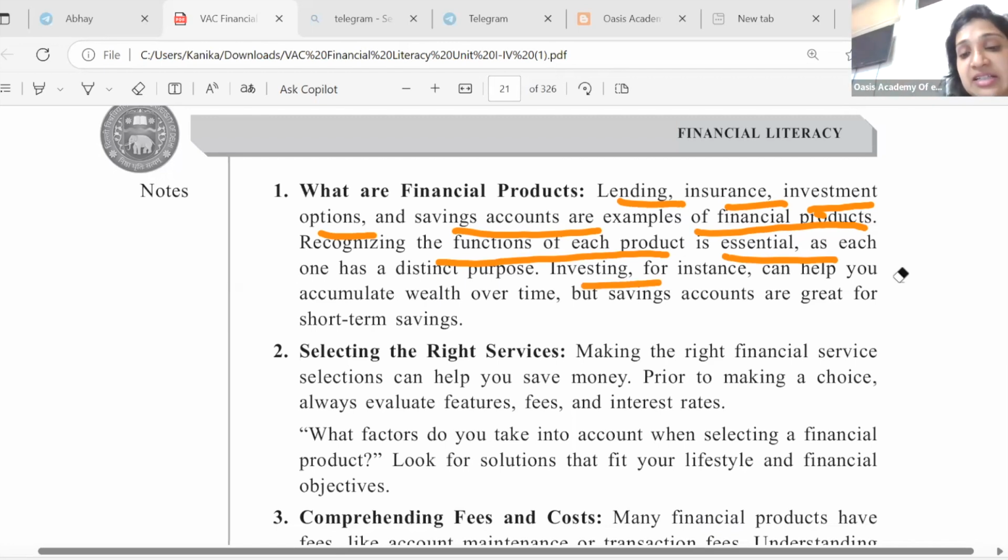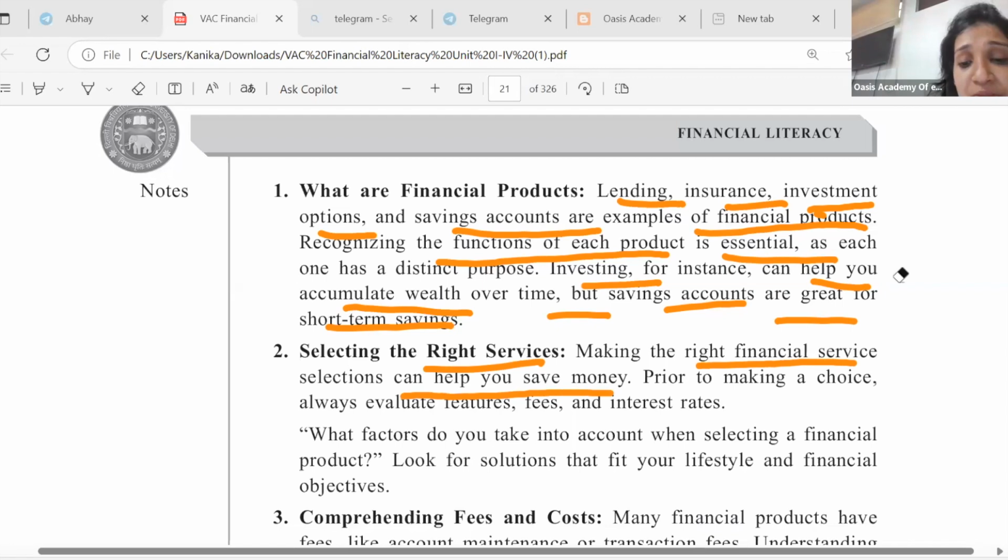For example, investing can help you accumulate wealth over time, but savings are great for the short term. If your goal is short-term, you can opt for a savings account, but if your goal is long-term, you can go for investing. Then comes selecting the right service at the right time and the right place. Making the right selection can help you save money.